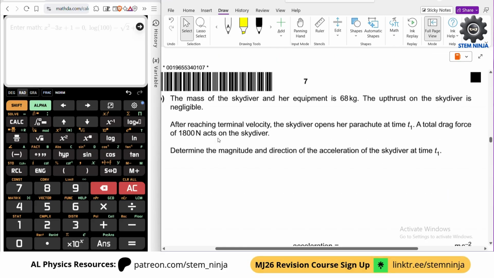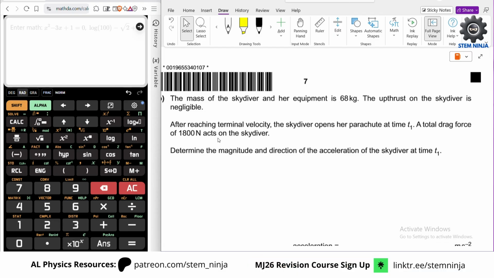The mass of the skydiver and her equipment is 68 kg. The upthrust on the skydiver is negligible. After reaching the terminal velocity, skydiver opens her parachute at time t1. A total drag force of 1800 Newton acts on the skydiver. Determine the magnitude and direction of the acceleration of the skydiver at time t1. So this is when she opens her parachute at time t1.